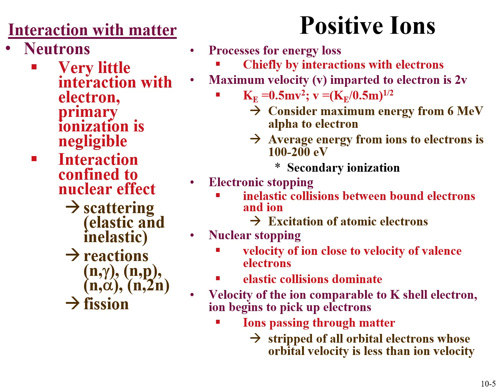And when the velocity of the ion becomes comparable to that of the K shell, it can really start picking up electrons as the ion passes through the matter. It is eventually stripped of all the orbital electrons whose velocity is less than the ion velocity. So once it starts slowing down, it can really start picking up electrons.